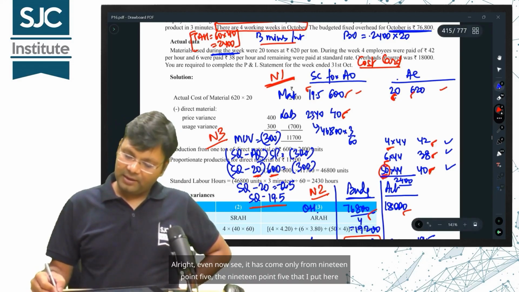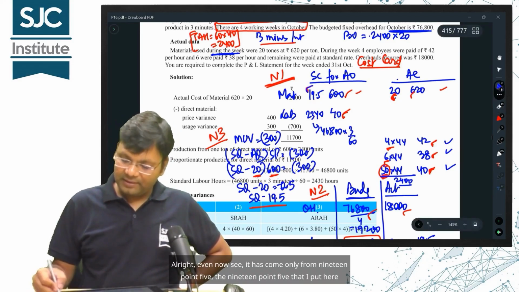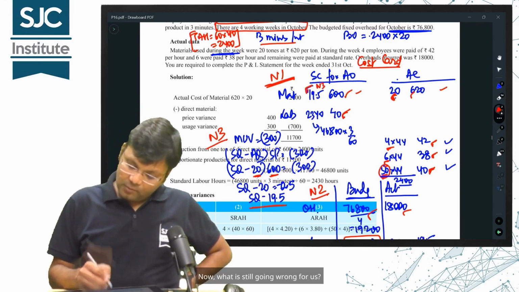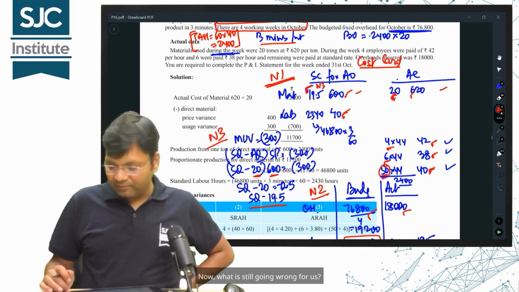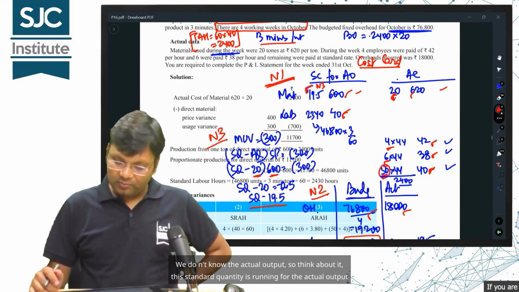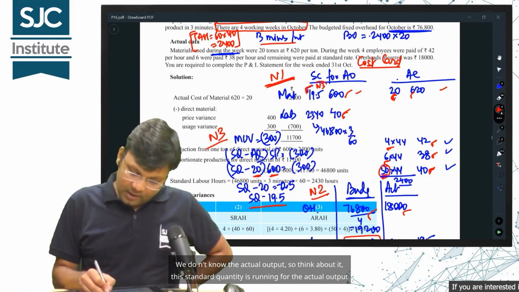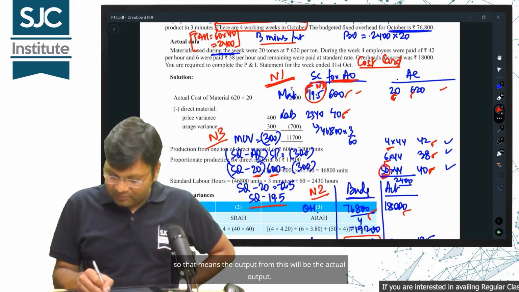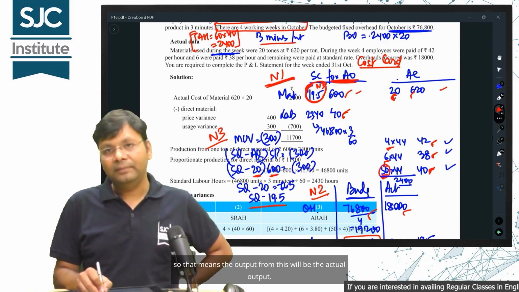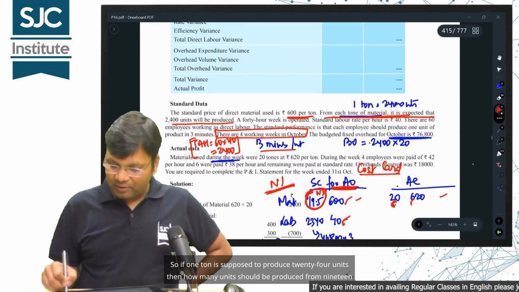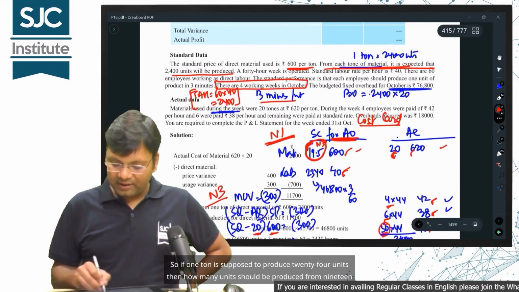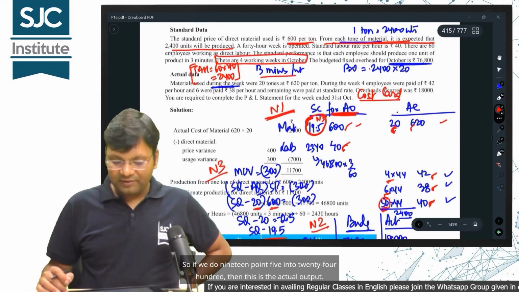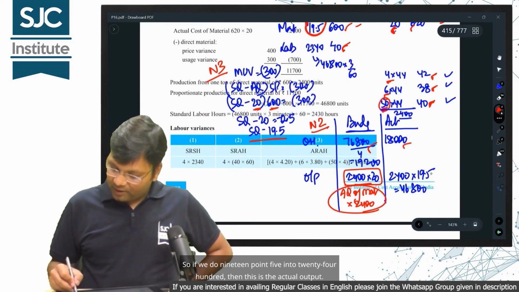Alright, even now see, it has come only from 19.5, the 19.5 that I put here from note 3. Now, what is still going wrong for us? We don't know the actual output, so think about it. This standard quantity is running for the actual output, so the output from this will be the actual output. So if one tonne is supposed to produce 24 units, then how many units should be produced from 19.5? If we do 19.5 into 2400, then this is the actual output.